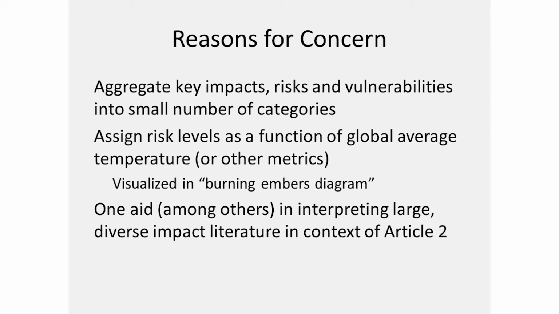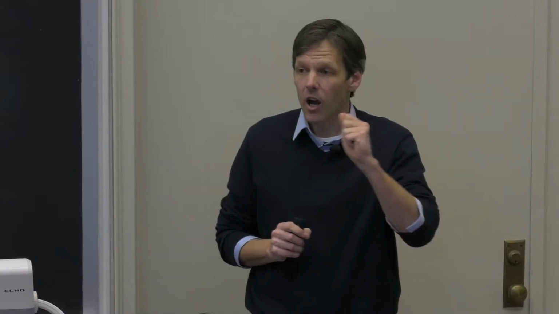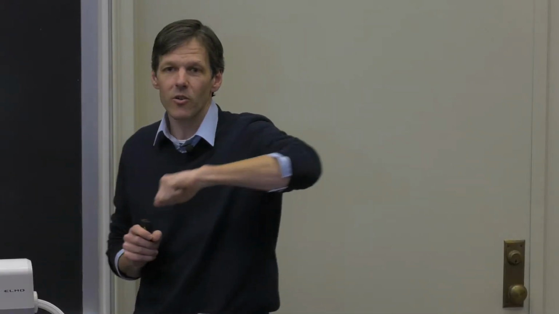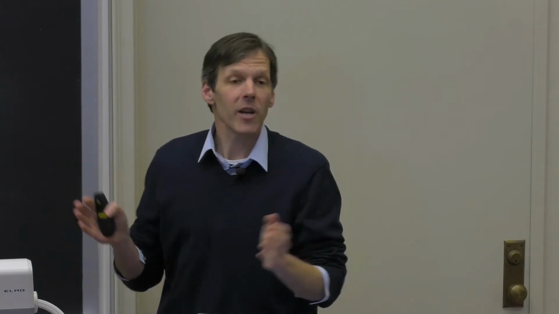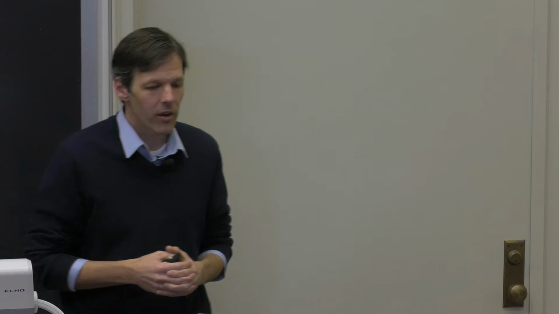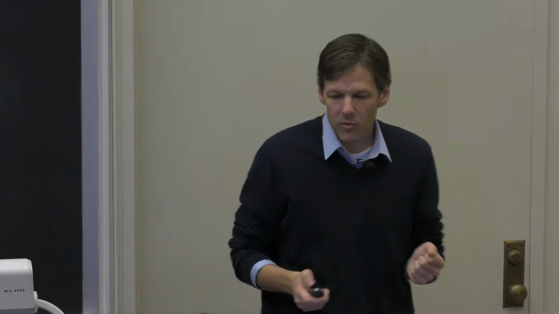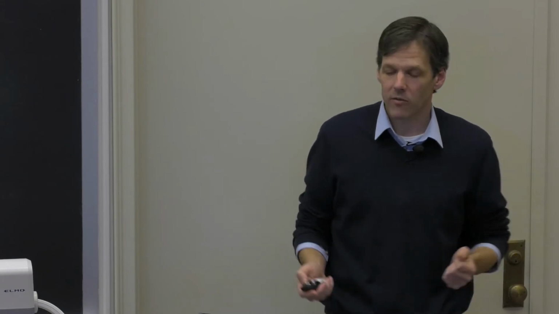And as I've said, the idea there is to aggregate some of these key risks and impacts and vulnerabilities into a smaller number of categories that are easier to communicate, at least the big picture, and assign risk levels to these categories as a function of global mean temperature, right? That's what goes into the burning embers diagram. And this would be helpful. It may not be the only way, right? It's just one way of trying to make sense of the impacts world, but one way to help interpret the scientific literature in the context of the objective of the Framework Convention.